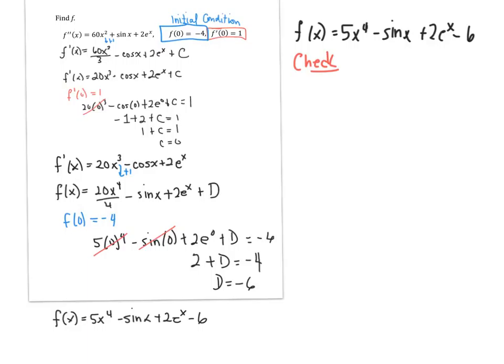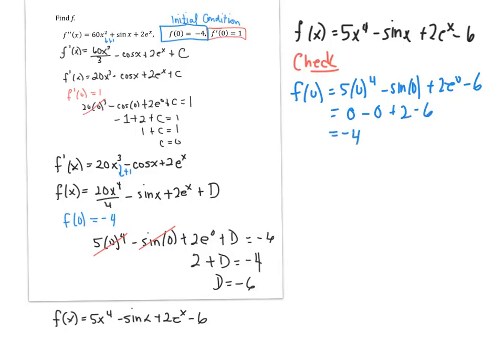So first of all, the blue one is f of 0 equal to negative 4. So let's find out. So when you plug in 0 for x, you get 5 times 0 to the 4th, minus sine of 0, plus 2e to the 0, minus 6. And sure enough, notice that we get 0 minus 0 plus 2 minus 6, and this is negative 4. So we can definitely check off this initial condition.